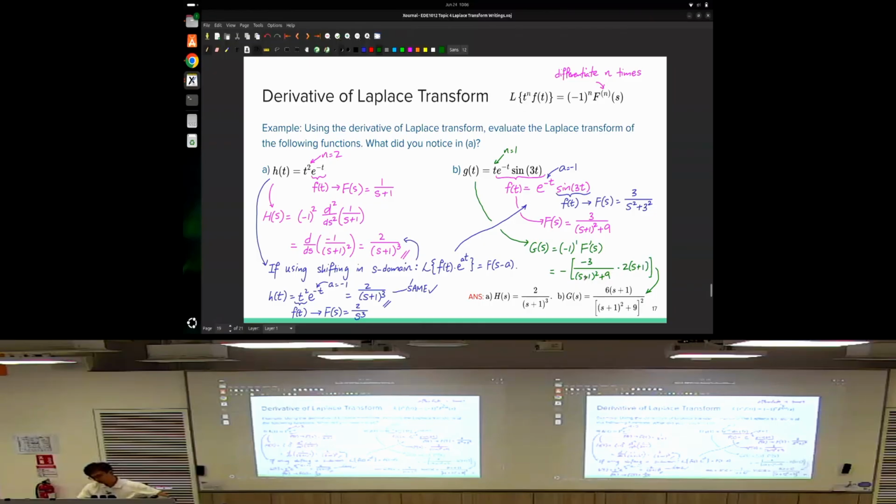Oops, I forgot the minus 1 at the power. So the power, bring down the minus 1, then it becomes minus 2. So this thing has to be squared. I forgot the minus 1 on the power. Any questions? So in part B, the derivative property is used together with the shifting property.